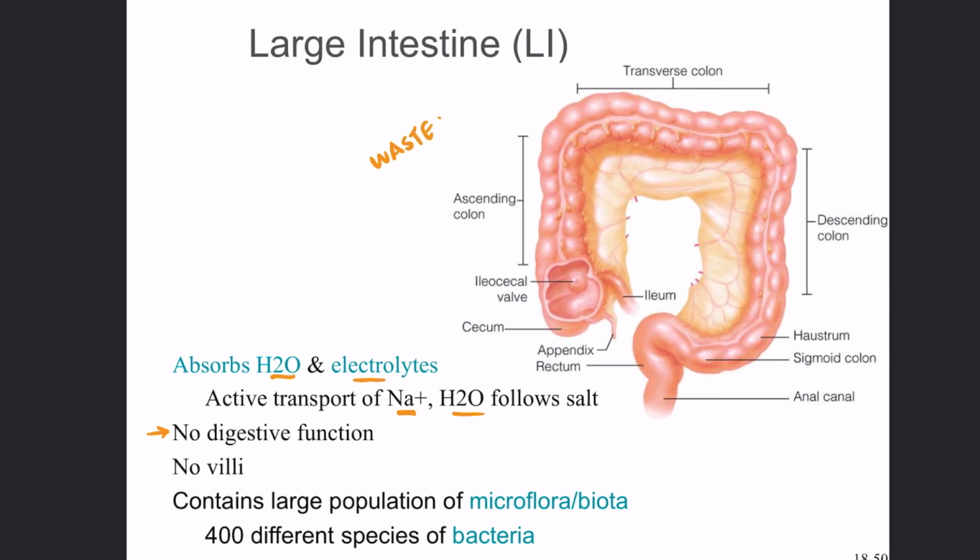In the large intestine, this is where we have our largest population of microflora, biota, bacteria, where you can have over 400 different species of bacteria. Some individuals have less. This is why people might take a probiotic for gut health, and we'll talk about that in just a second.